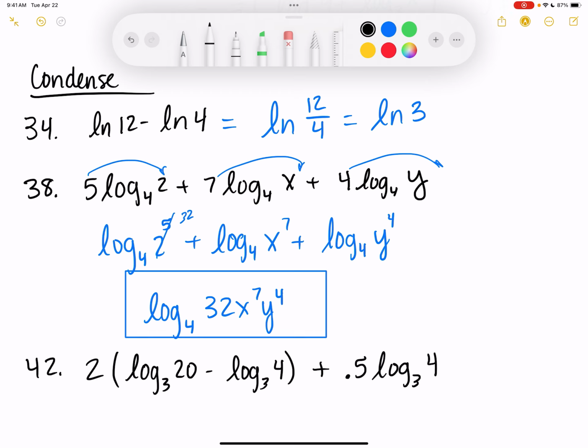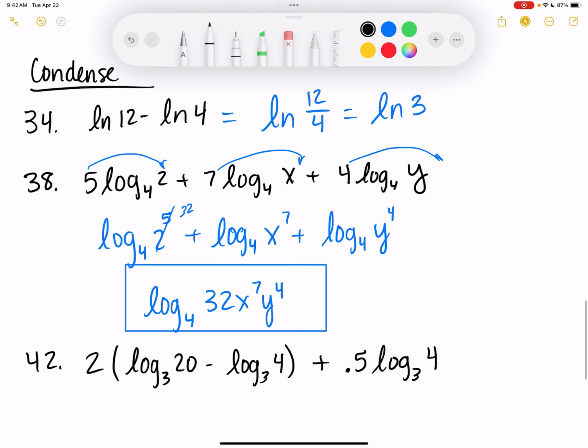Now, it probably goes without saying, but anytime we are condensing, the things have to have the same base on the log. Obviously, all of these ones do, but if you ever had multiple bases for some reason, you can't do them unless they're all the same. So it's just like terms.